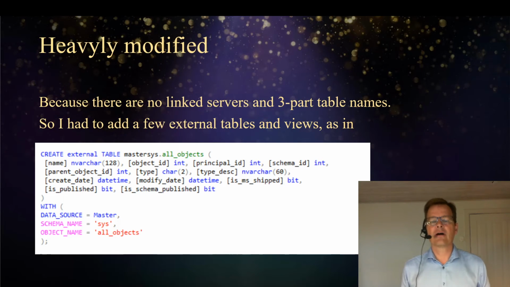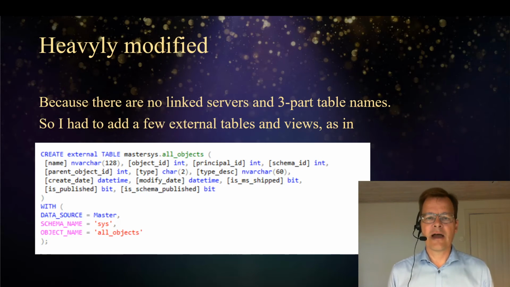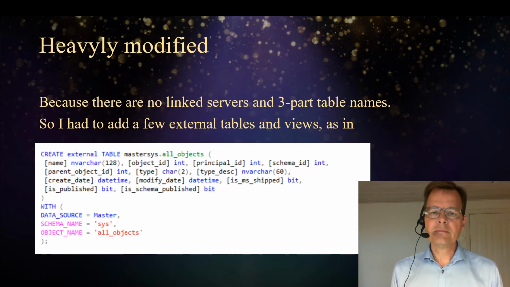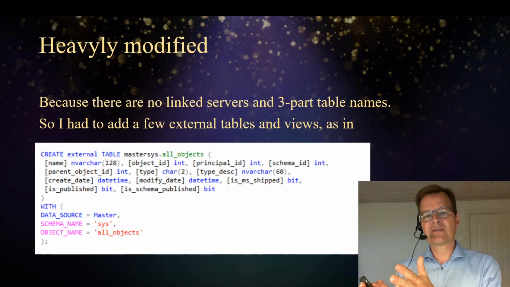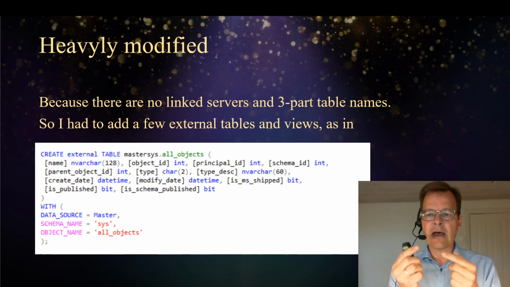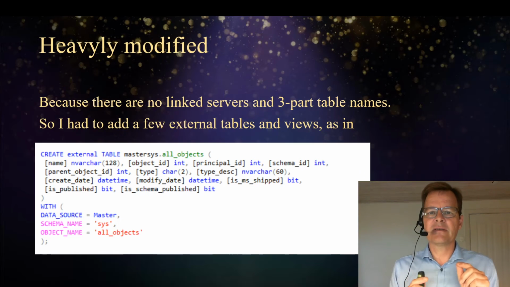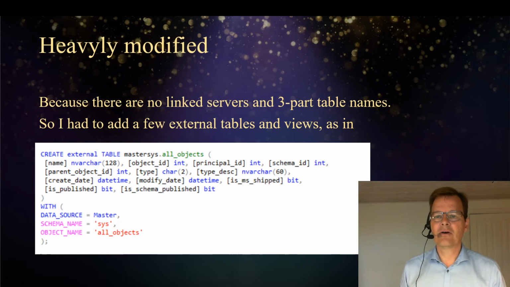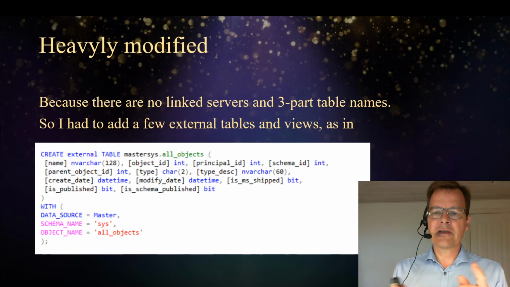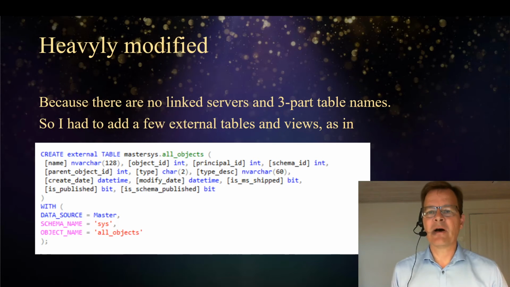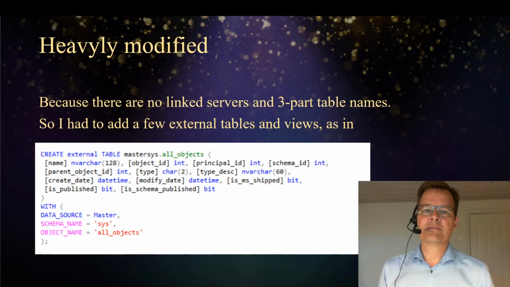The external tables are created like this, and you have to create a schema. I've concatenated the database name and the schema name into a master sys schema in this example, and I've done that for all the tables that are outside the current database, all 13 tables there. And the master sys schema here, all objects table, means I can read that table which sits over in the master database. You do not have access to that in Azure SQL DB, but now you do if you do this.